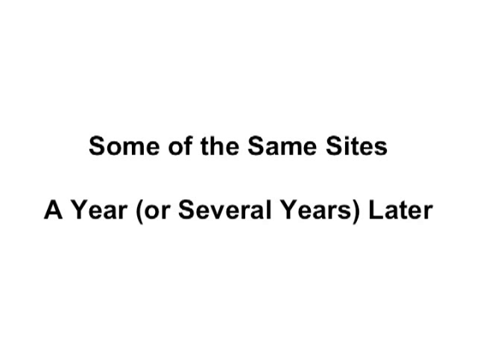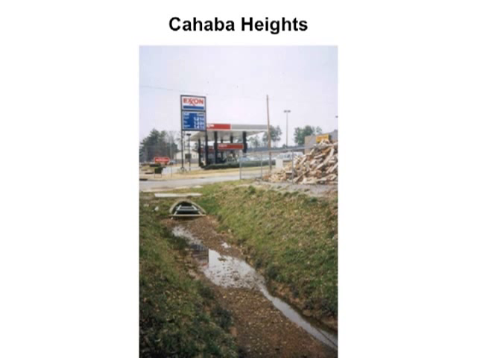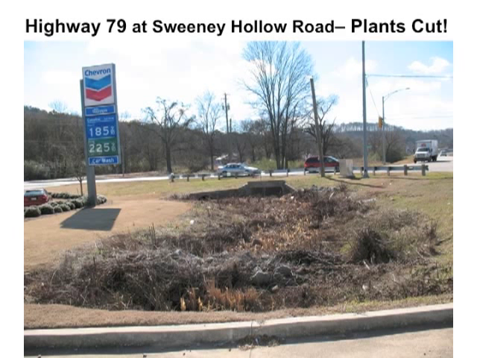Cahaba Heights: apparently somebody figured that these wildflowers and wetland plants were harming the environment and slowing the stormwater down, so they ripped them all out, and therefore the water coming off the service station now is just going through without being cleaned. Same thing, Highway 79, this is very recent, came in and just cut it all down, got rid of all those plants.